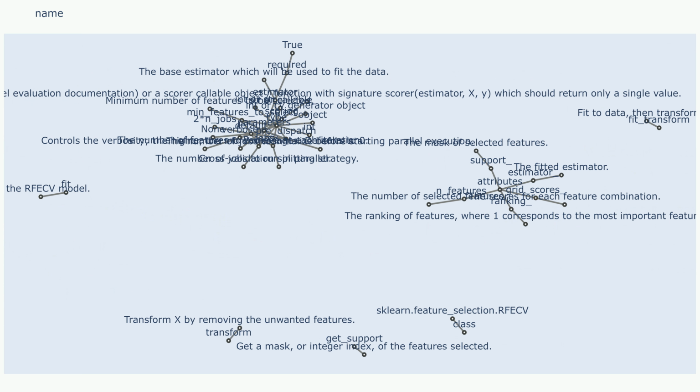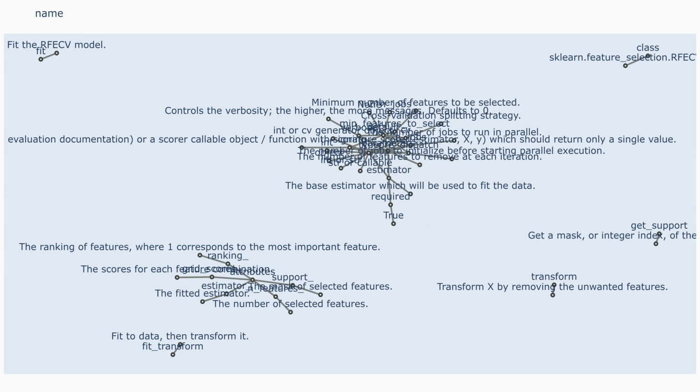The least important feature is eliminated. The process repeats, training the model with the reduced feature set, ranking features again, and eliminating the least important one. 3. Cross-validation at each step. At each iteration, RFECV performs cross-validation to evaluate the model's performance with the current feature set. This ensures that the feature selection is not solely based on the performance on the entire dataset but on a more robust estimate obtained through cross-validation.